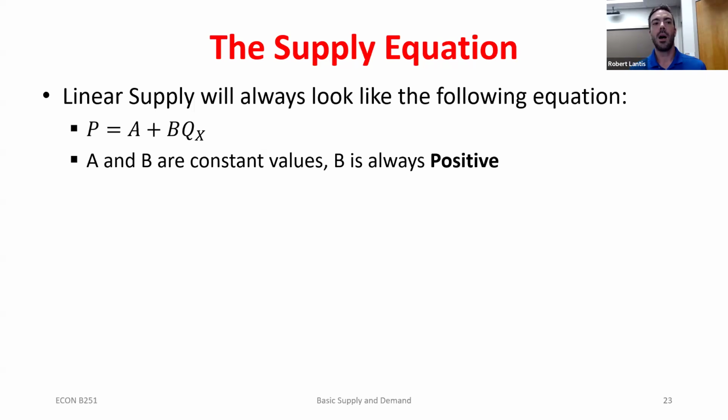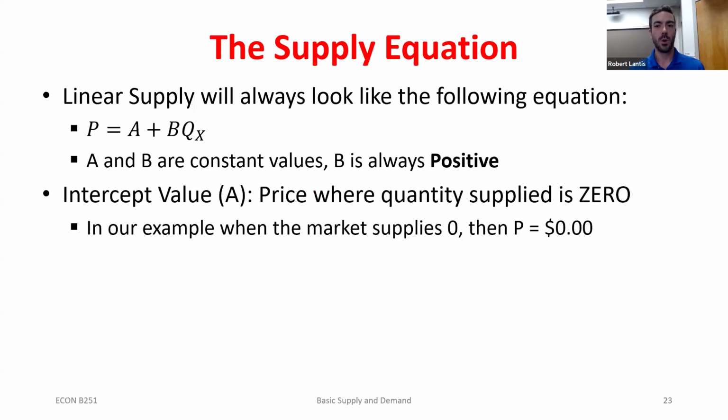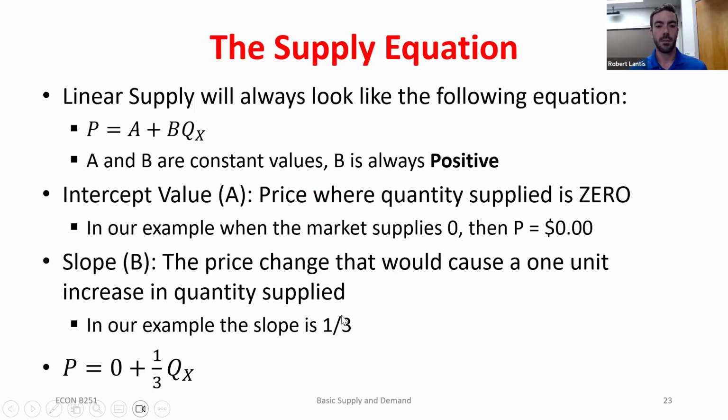So we're going to likely have positive values for both the intercept here and the slope, because now that relationship between price and quantity supplied is positive, right? So even if it's a low, small number, it's still going to be a positive value.